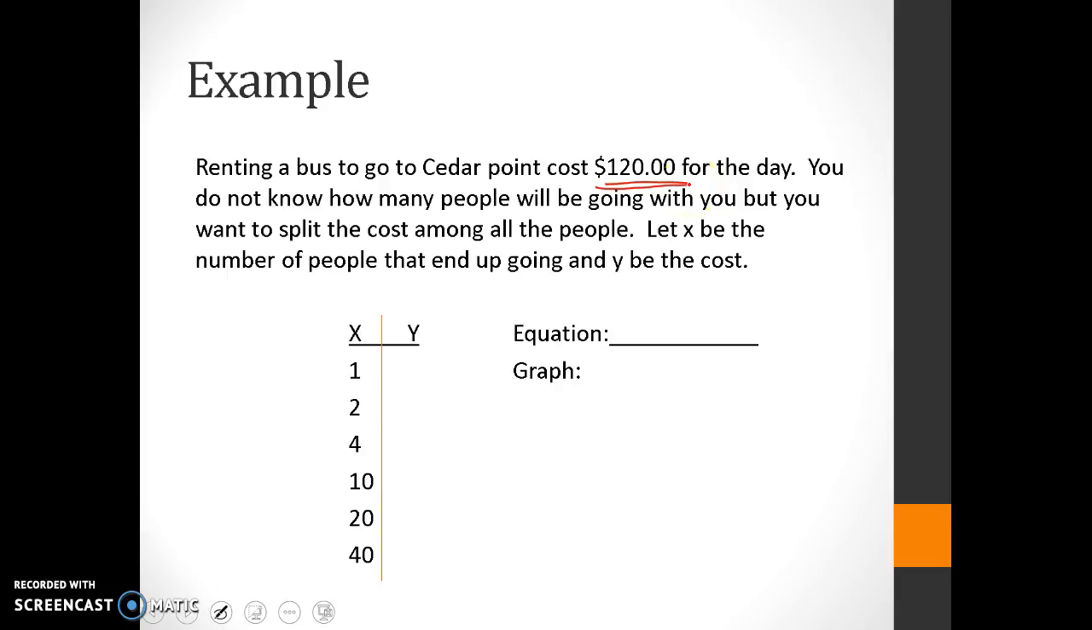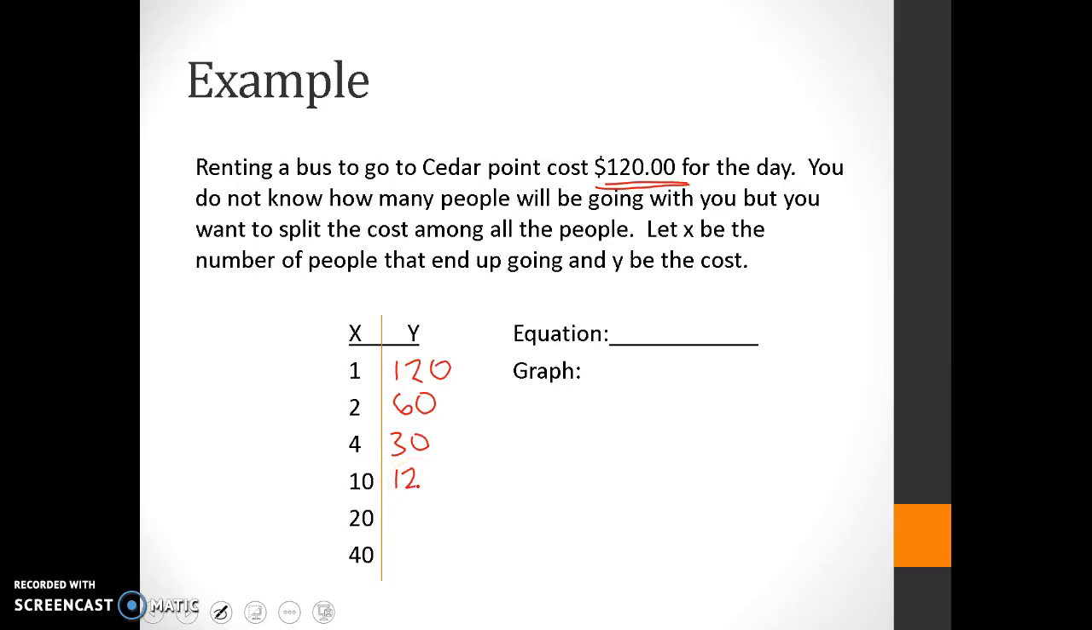And so let's just go through here and look at one person. If one person is going to go by himself and go on the bus, it's probably ridiculous to do that, but he's going to spend $120 on the bus. If there are 2 people, well, then they split the cost, and it's going to be $60. If there are 4 people that go, well, we would take 120 divided by 4. Well, that would end up being $30 per person. If we can get up to 10 people, well, the 120 divided by 10, that would be $12 per person.